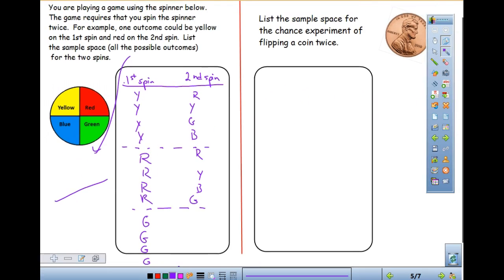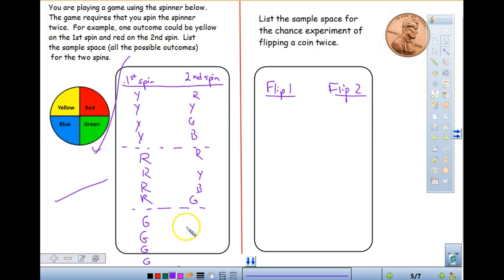The next question over, so you're going to pause the video and finish that. The next question says, list in the sample space the chance of the experiment of flipping a coin twice. So this will be the first flip and this will be the second flip. I want you to think, how many possible outcomes are there?